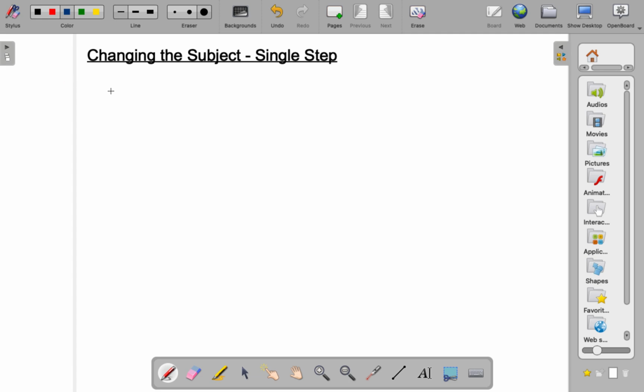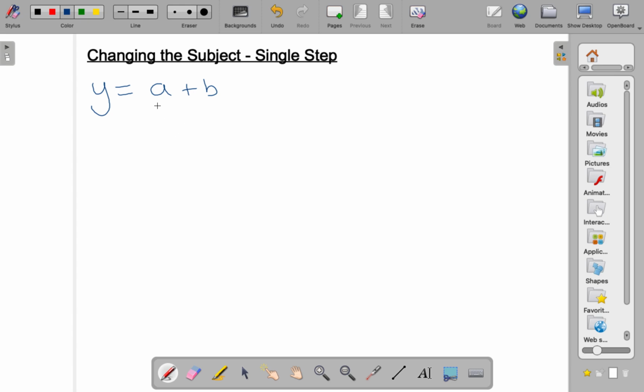Okay, so this video is going to be about changing the subject. Changing the subject means that if we have an equation, so let's say we have y is equal to a plus b. At the moment, the subject of this equation is y, because we have y is equal to, and then something on the right-hand side.